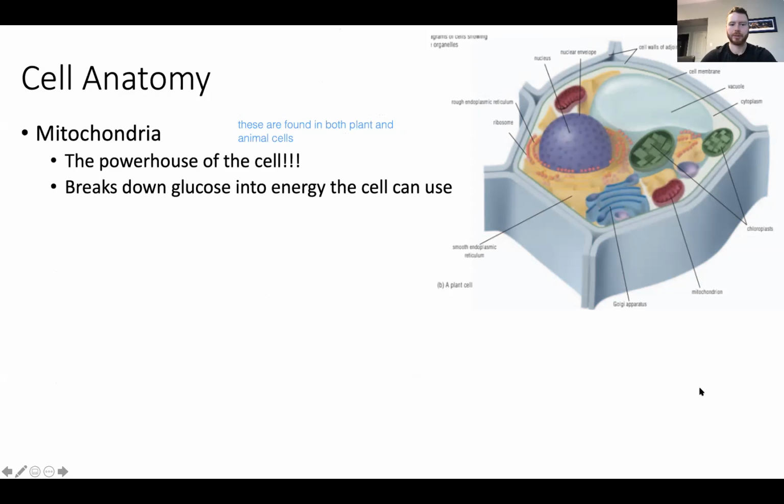Moving on, next we have the mitochondria. Again, this is found in both plant and animal cells. This is the powerhouse of the cell. These are little kidney bean shaped organelles, and they will break down glucose into a usable form of energy the cell can use. We call that ATP. And you don't need to worry about that in Science 10. You'll learn more about that in Biology 20.